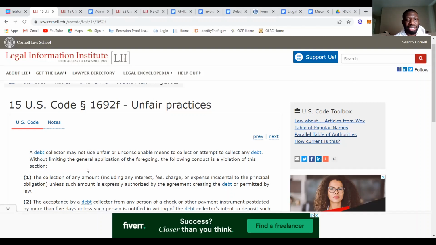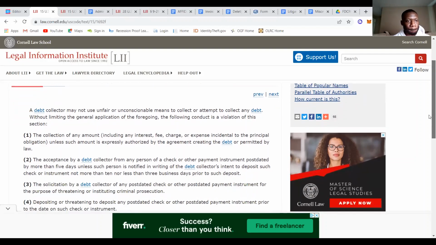Without limiting the general application of the foregoing, the following conduct is a violation of this section. Number one, the collection of any amount. What does any amount mean? No restriction on the amount. So if you send me a letter that says this is an attempt to collect $1 from me, I just got a $999 return because I'm going to charge you $1,000, right? So the collection of any amount, unless such amount is expressly authorized by the agreement creating the debt or permitted by law. No, there's no law that says you have to pay a debt, so that's irrelevant. The collection of any amount, just stop right there.